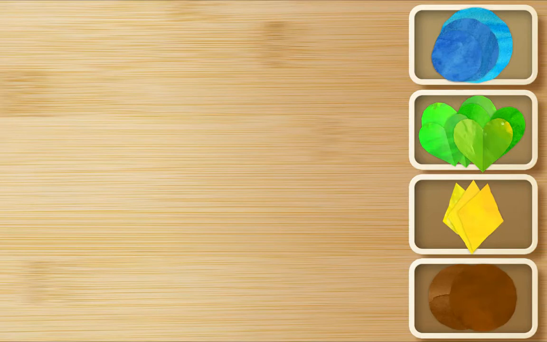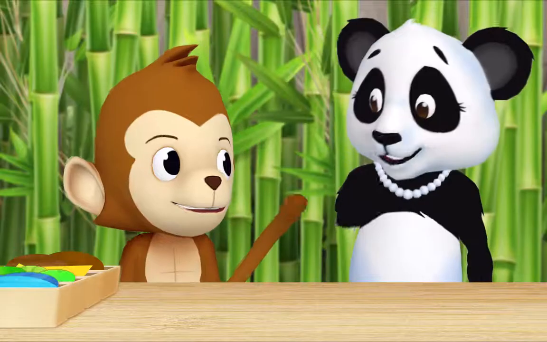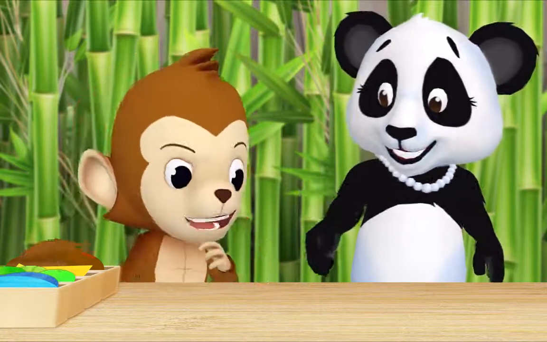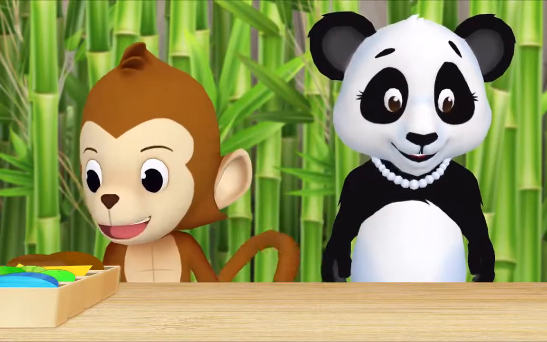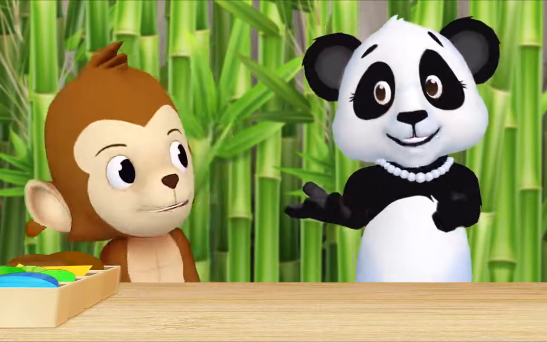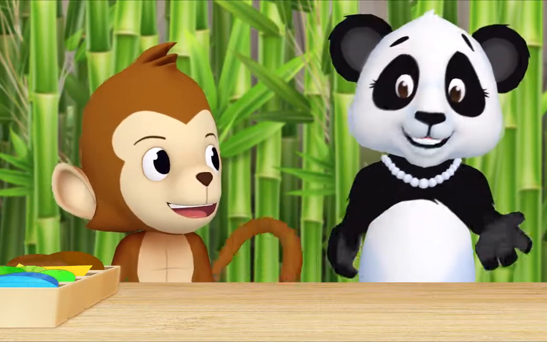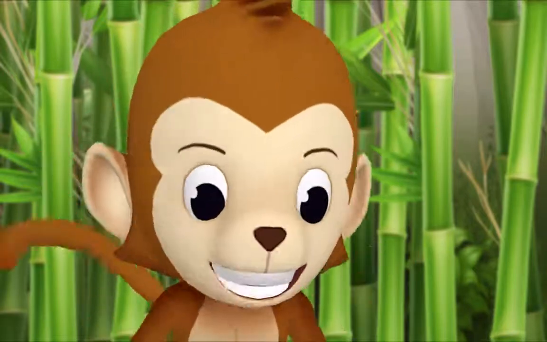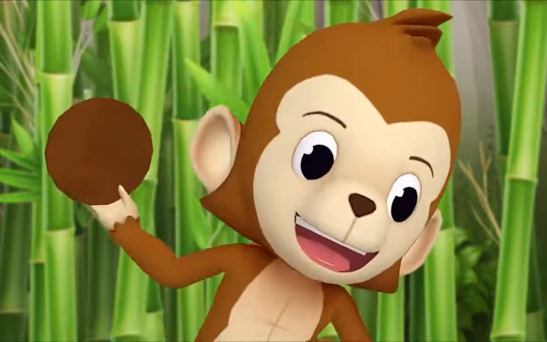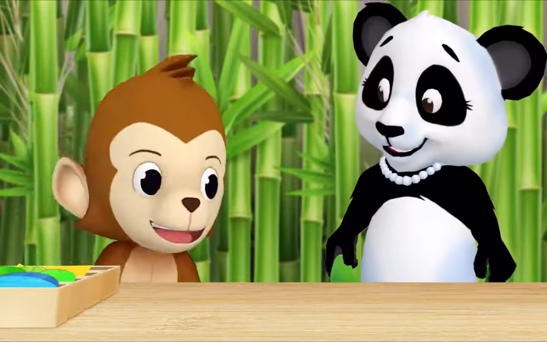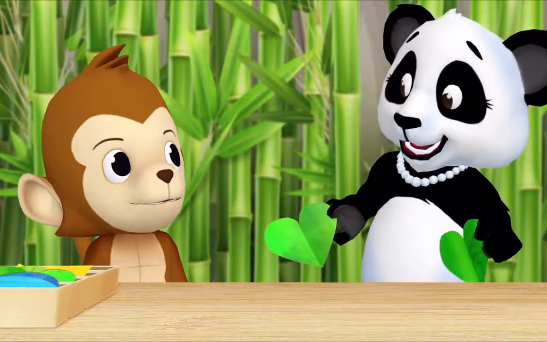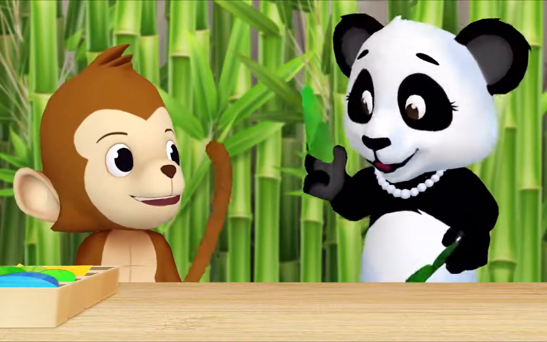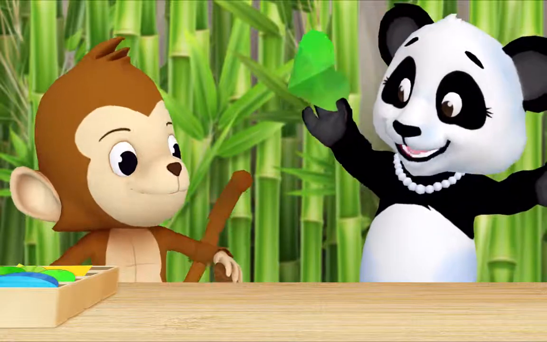We've sorted all the shapes. Thank you so much, Monkey. What are all of these shapes for? Whatever we want. We can use them to make art projects. Ooh, I could pretend these two brown circles are coconuts. Look! You certainly could, Monkey. And you could use these green hearts to be tree leaves.